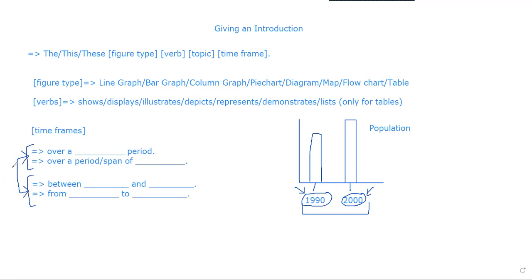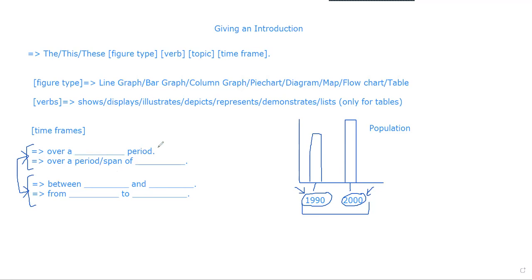For example, over a 10-year period between 1990 and 2000, or over a period of 10 years from 1990 and 2000, or over a period of 10 years between 1990 and 2000. You can mix and match both of these two strategies together. But keep in mind that you have to take one expression for each of these two strategies if you wish to mix.